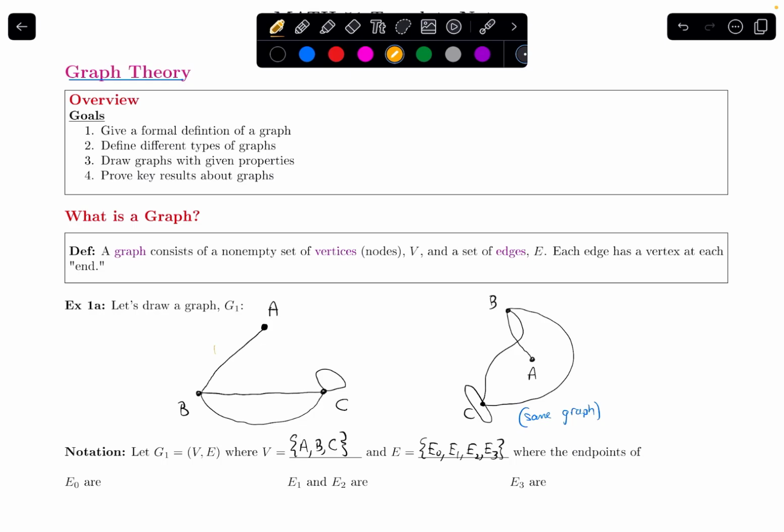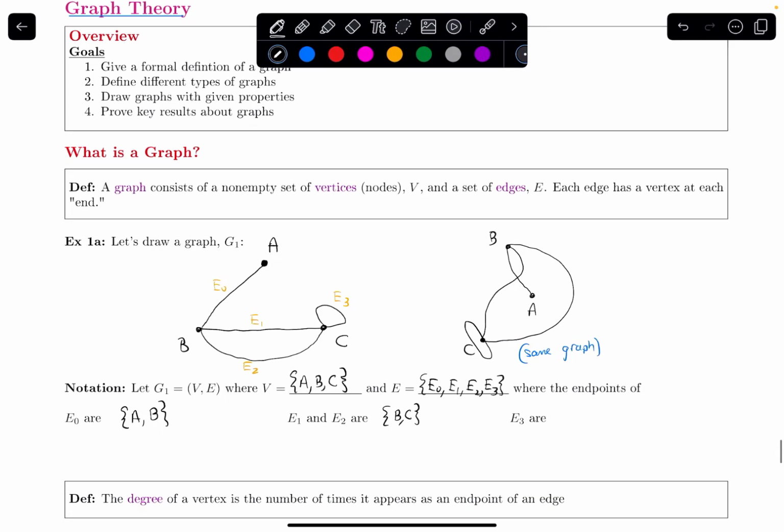Let me label E0 as the first edge we drew from A to B. Let's have E1 and E2 be the 2 edges from B to C. And let's have E3 be this loop from C to itself. So the endpoints of the edges I can write. The endpoints of E0 are A and B. The endpoints of E1 and E2, well, they share the same endpoints, B and C. So when I have something like this, multiple edges connecting the same set of vertices, that is called a multiple edge. So E1, E2, this is called a multiple edge.